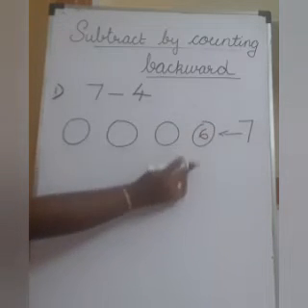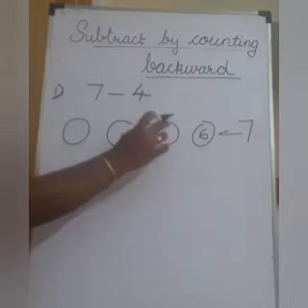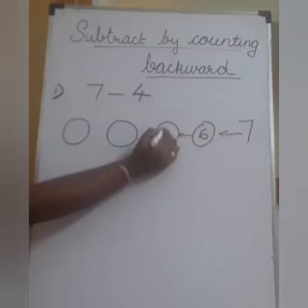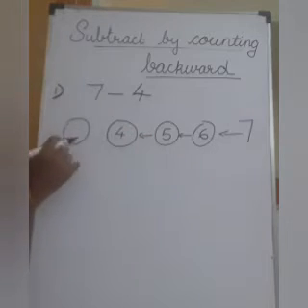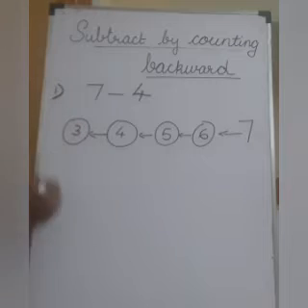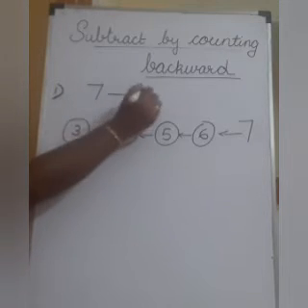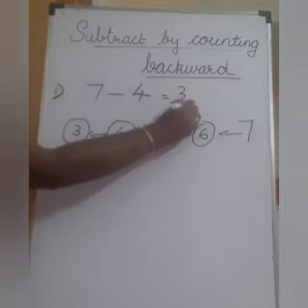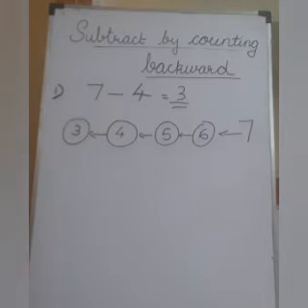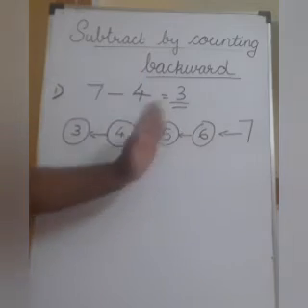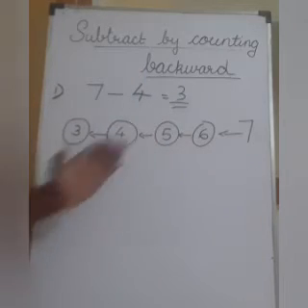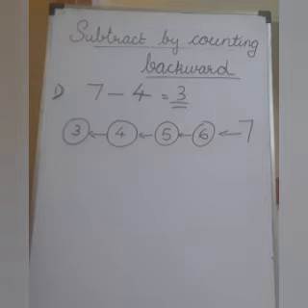It is 6. Let us write the 6 here. Which number comes before 6? It is 5. Then before 5, it is 4. Before 4, it is 3. Now what is the answer? The 3 is the answer. So we can say that 7 minus 4 equals 3. Is it clear, my dear kids? You have to remember, in subtraction by counting backward, you have to look to the before number.